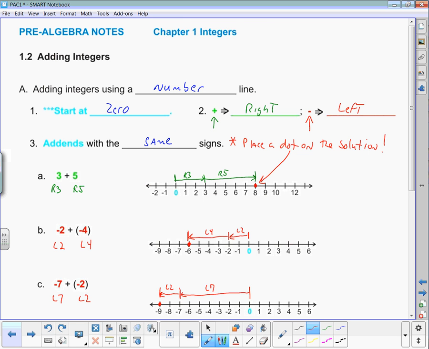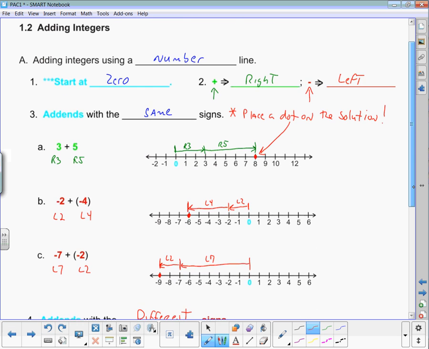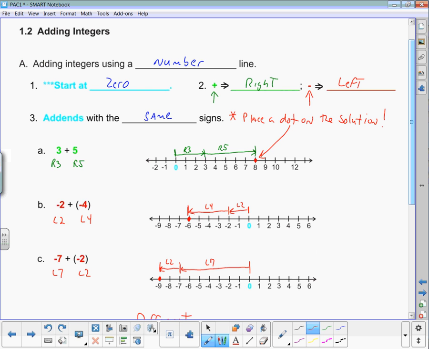All right, so let's do a quick recap. What did we look at today? We looked at adding integers using a number line. There's a couple keys now. You got to start at 0. Students mess that up. They don't start at 0. What else do you have to do? You got to remember positive is right and negative is left. And also don't forget, place a dot on the final answer. The final answer is where you end up.